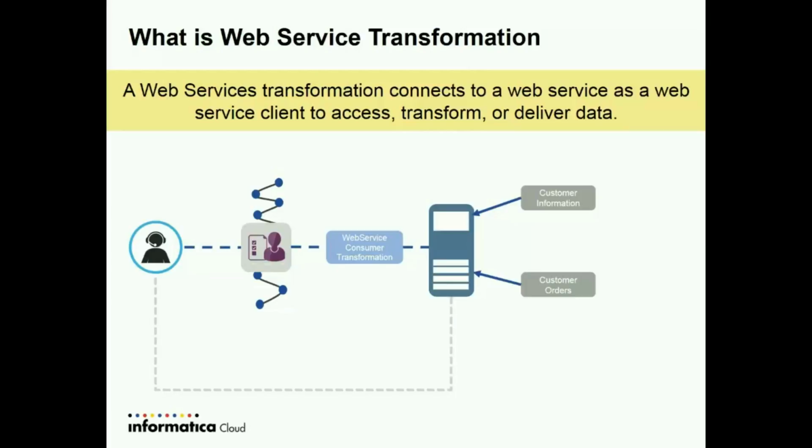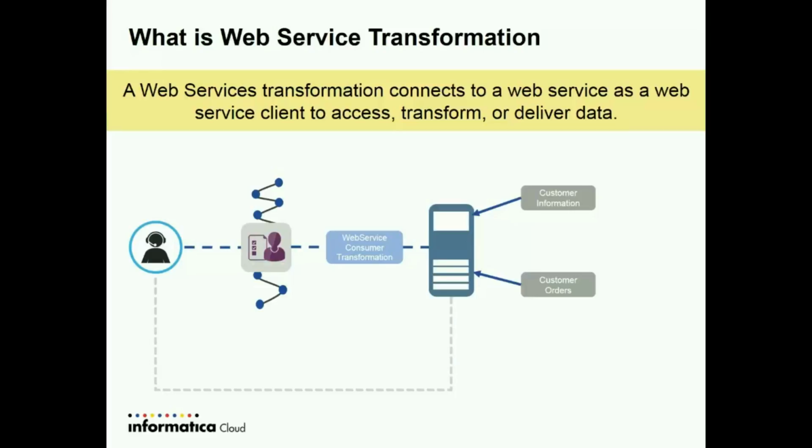Let us consider the following example. The HypoStore's customer service representatives want to access customer data over a network. The customer service representatives need to view customer and order information by customer ID. You can use a web service consumer transformation to receive a customer ID and pass the ID in a SOAP request to a web service. The web service returns the customer information and the customer orders in a SOAP response message.